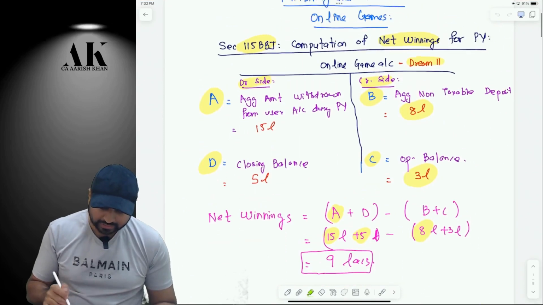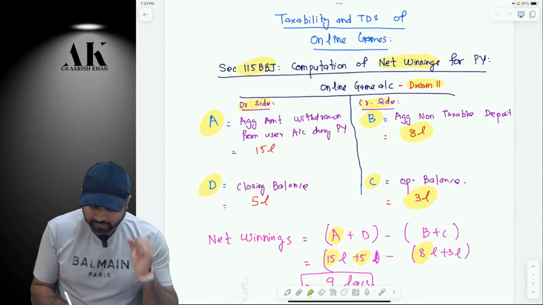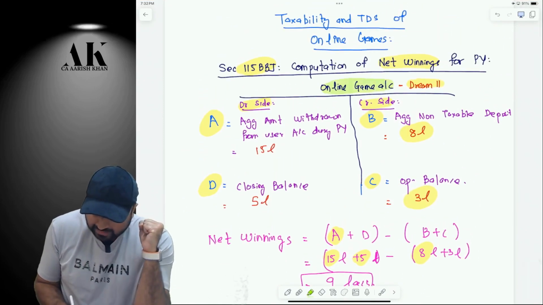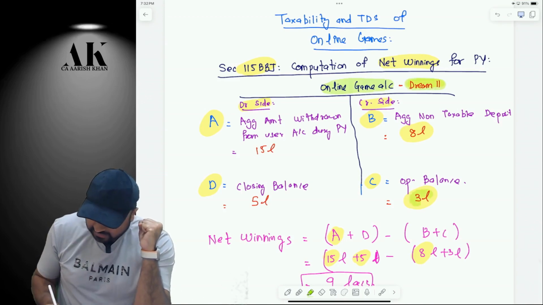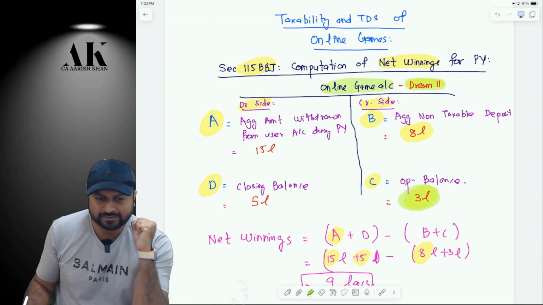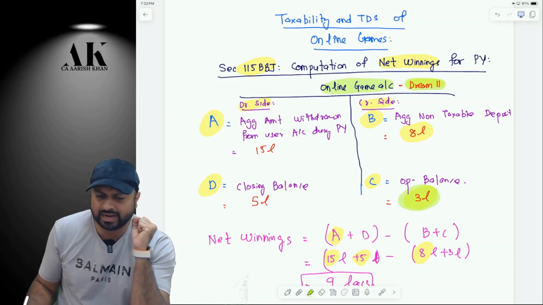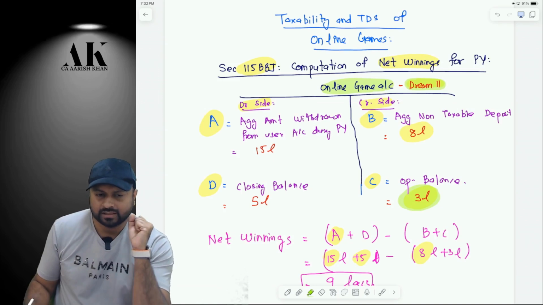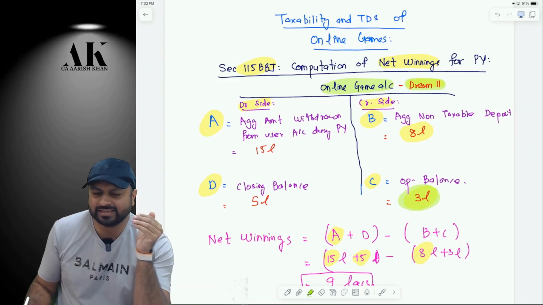Okay. You can come over here on the board. Suppose this is my online game account, Dream 11 account, in which there was an opening balance of 3 lakh rupees. Okay. Right. Now I'll explain you logically. Numerically it is done. Now understand logically. Please see here.